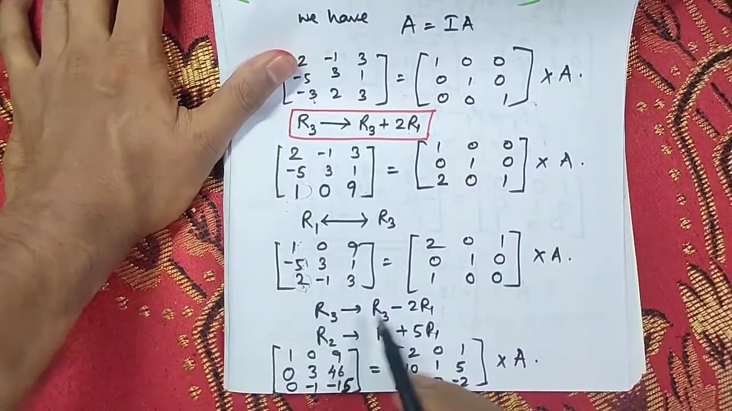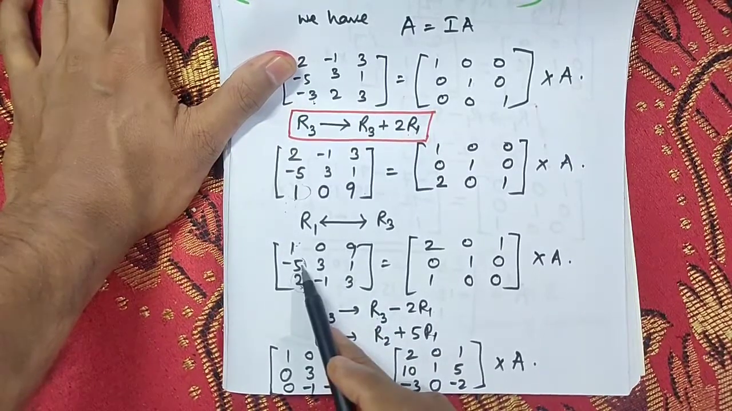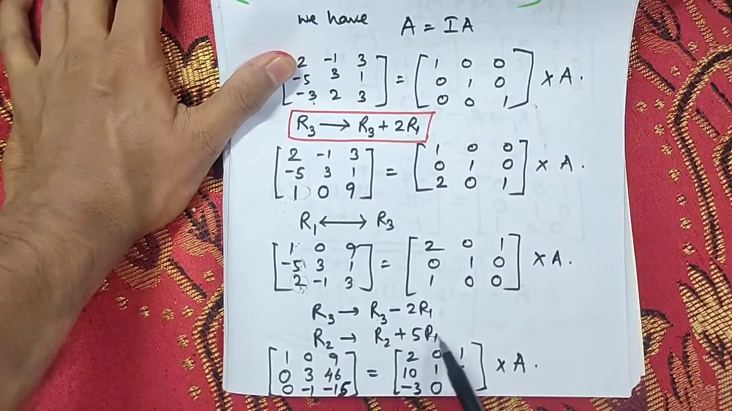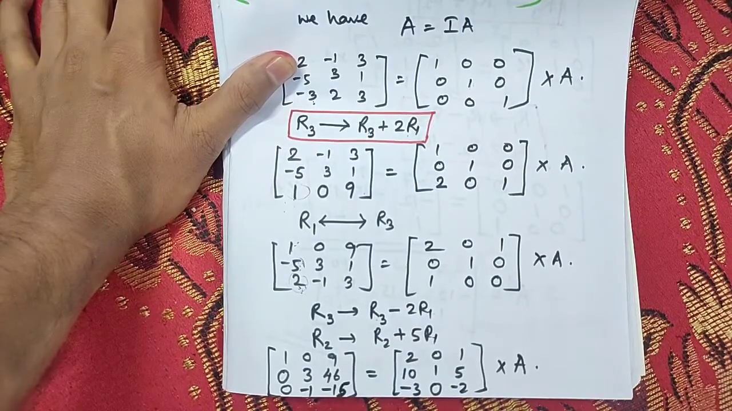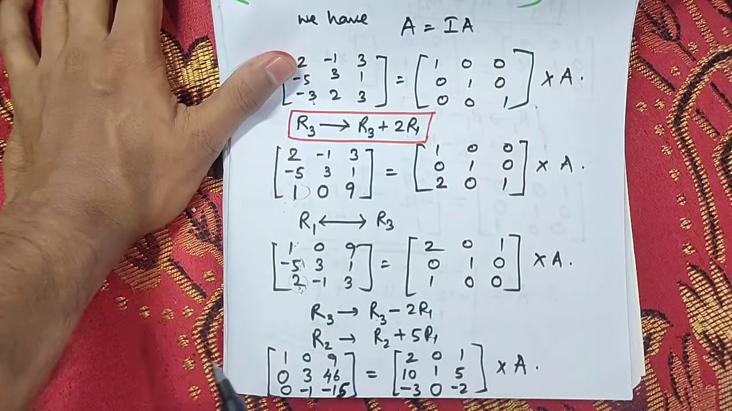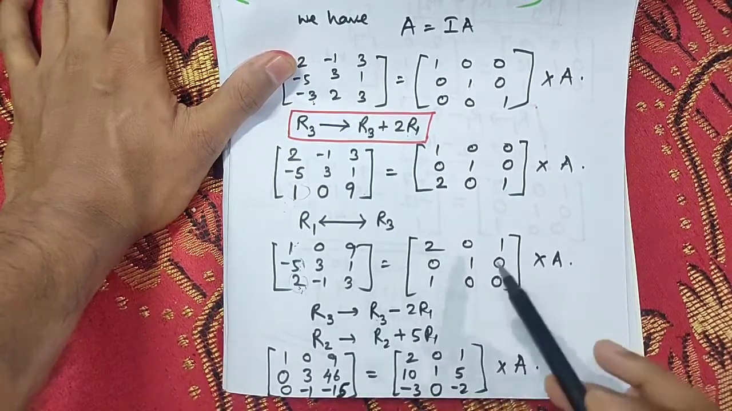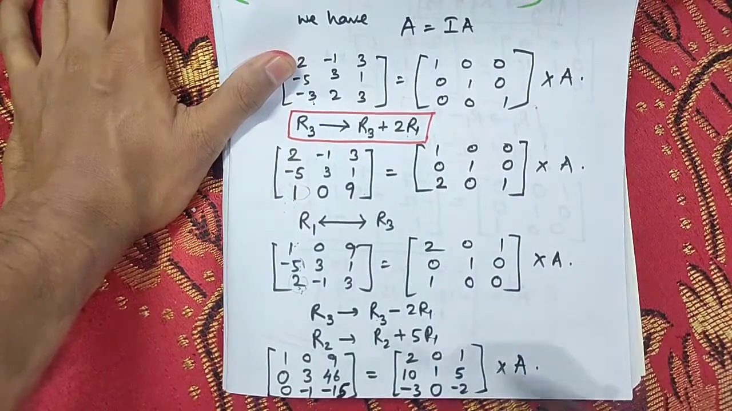R3 we are changing by R3 minus 2R1. R2 we are changing to R2 plus 5R1. Applying this, we are getting this. And whatever operation we are doing on the LHS, the same operation we have to perform on the RHS, over this identity matrix. By doing this, we are getting this.